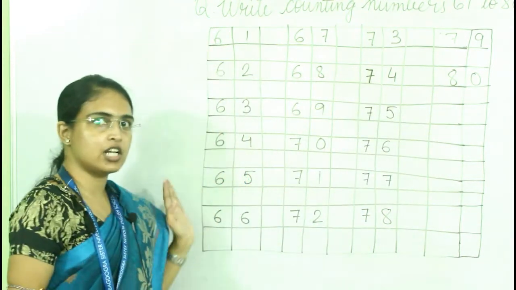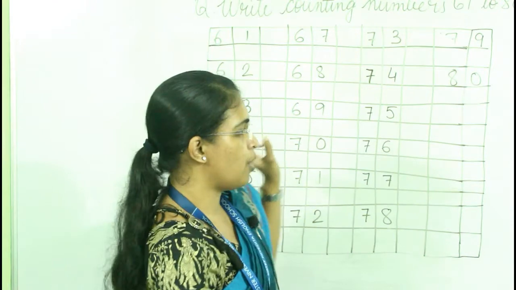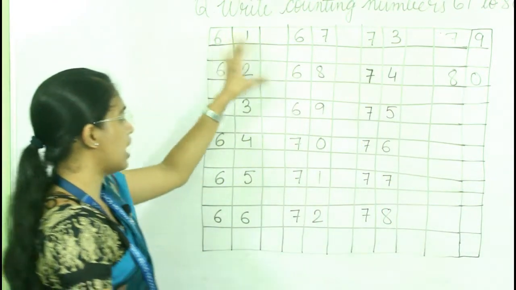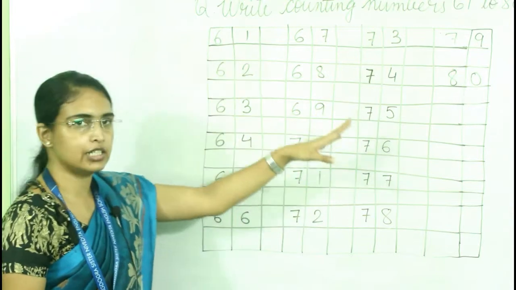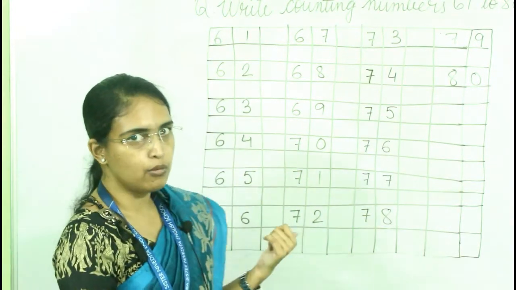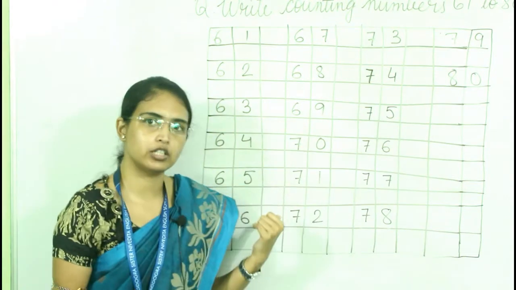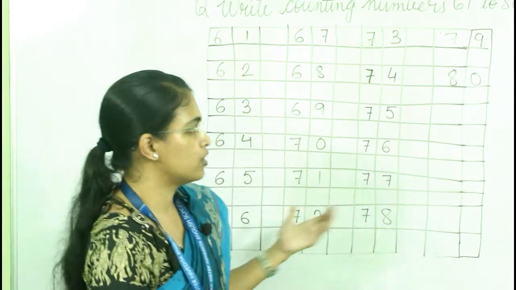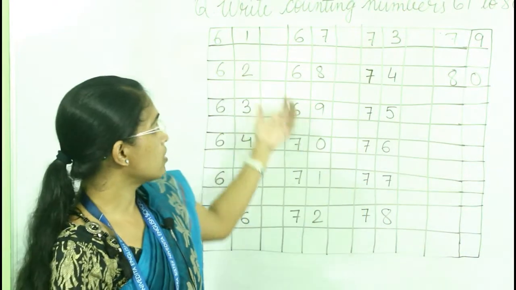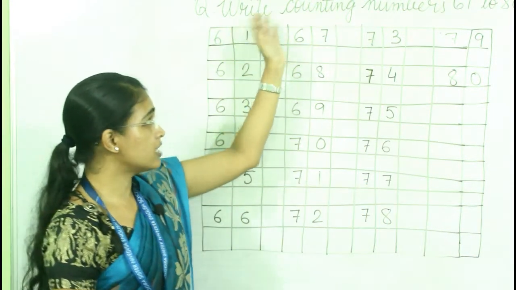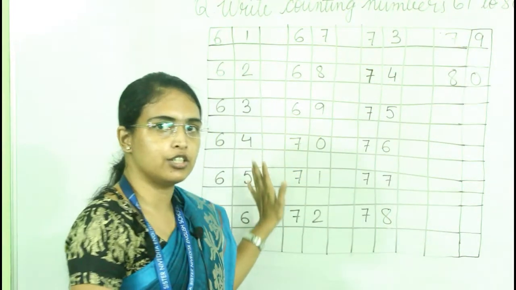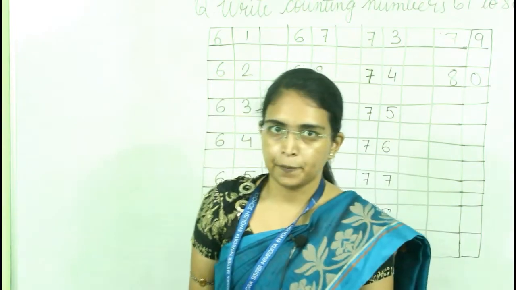In our previous class we have already done from 1 to 60. Now today we have done 61 to 80. Practice this number counting at home and learn all the numbers. Okay, so this is your homework. You can note it down. What is the homework? Write counting numbers from 61 to 80 and do this in your notebook. Okay.